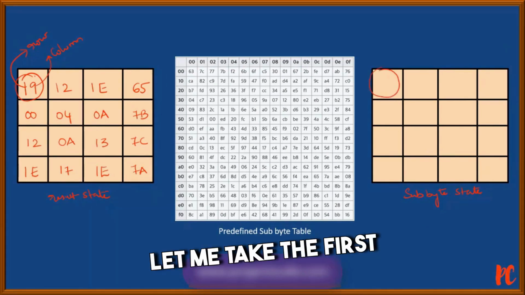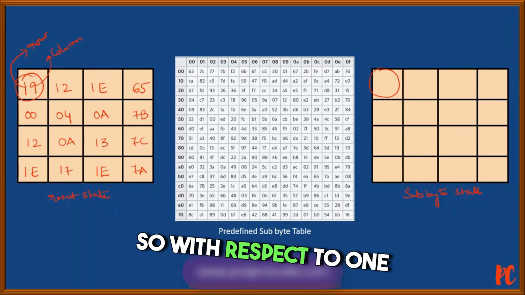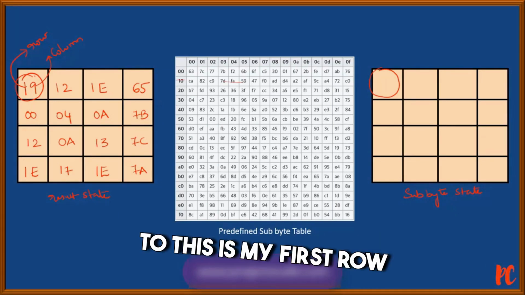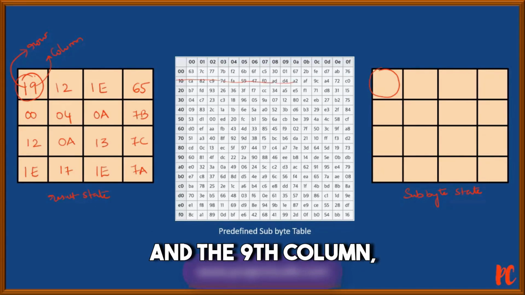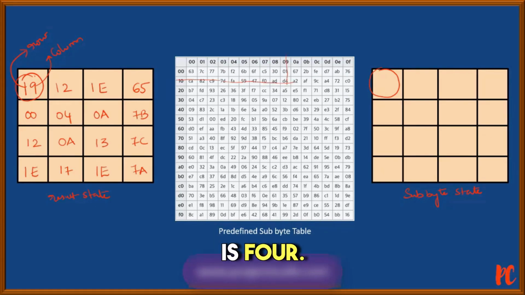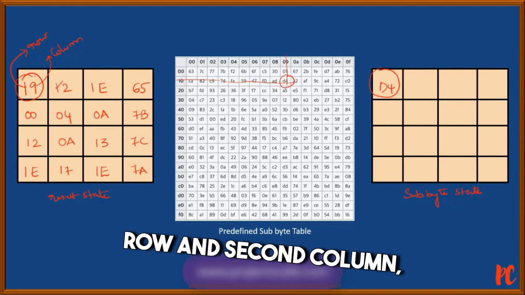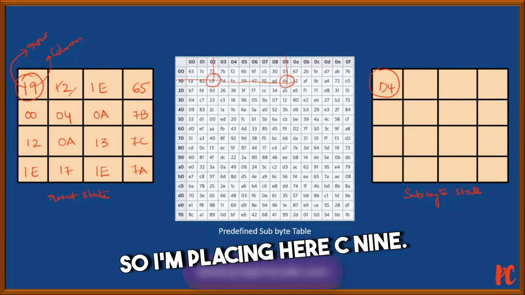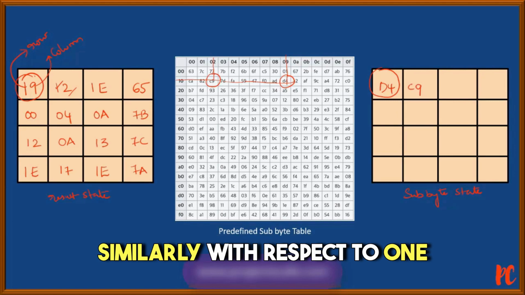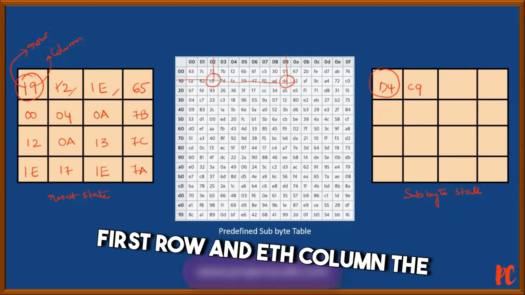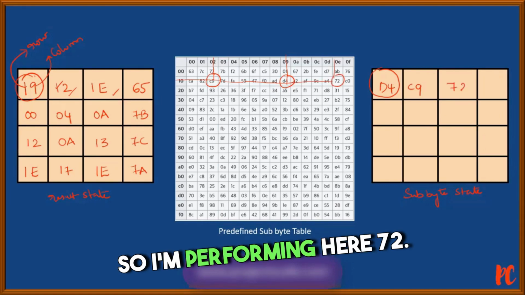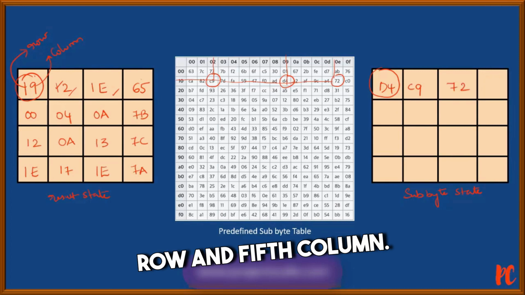Let me take the first element, whose row is 1. So with respect to the 1st row and 9th column, the point of intersection is D4, so I am considering it to be D4. Similarly, with respect to the first row and second column, the value is C9, so I am placing here C9. Similarly, with respect to 1E, first row and 8th column, the point of intersection is 72, so I am placing here 72. Similarly, with respect to 6th row and 5th column.